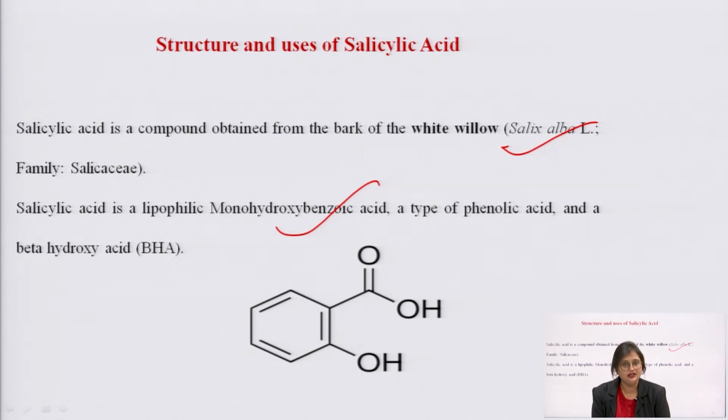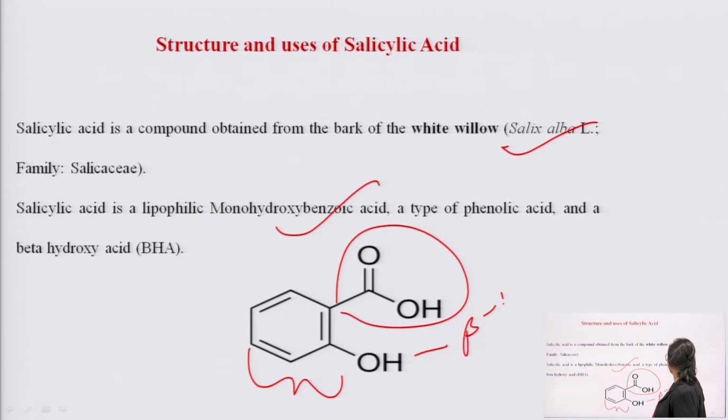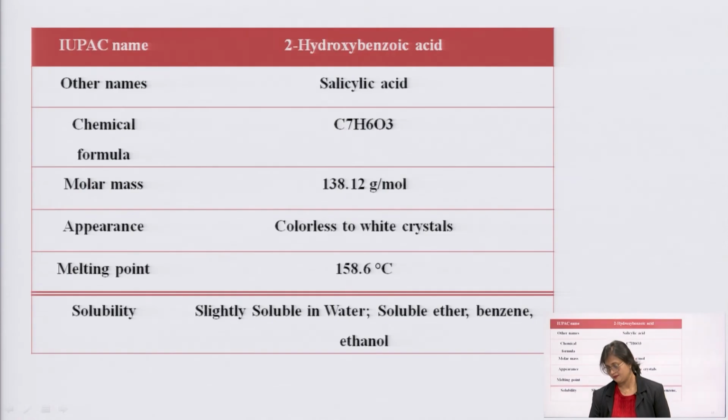Beta hydroxy acid. It contains a carboxylic acid group and a phenolic ring or hydroxy group at beta position, giving it the name of beta hydroxy acid. Next, the IUPAC name of salicylic acid is 2-hydroxy benzoic acid. So, salicylic acid is also known as 2-hydroxy benzoic acid.